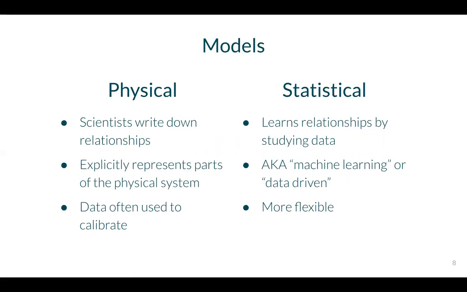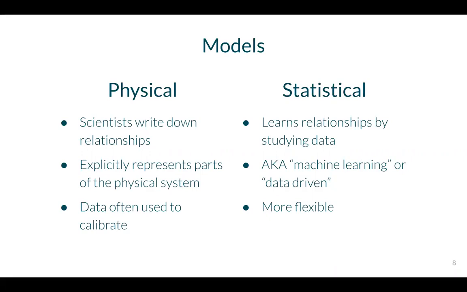In contrast, in a statistical model, we do not impose those relationships beforehand. Rather, we collect a large data set of example data. In this case, it would be all of the observations of the weather and the land connected up and lined up with observations of streamflow, and then provide that data to a learning algorithm which can learn the relationships by studying that data set. So another name for these types of statistical models is machine learning, or sometimes it's called data-driven.